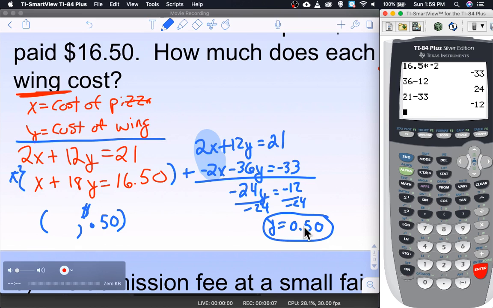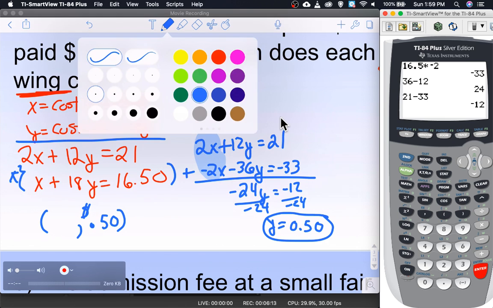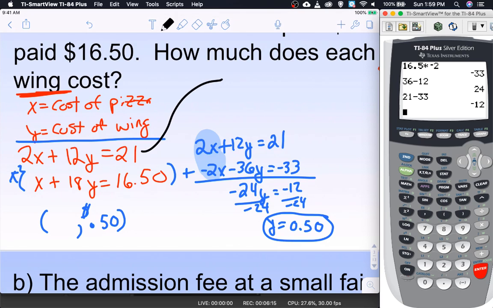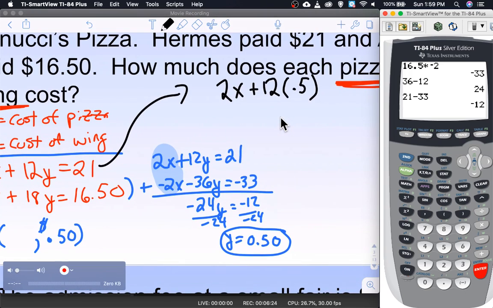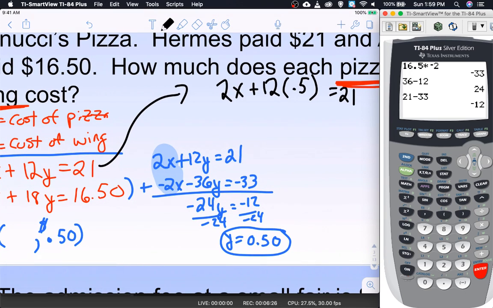But once we plug in our wing price into one of these equations, we can then figure out the cost of the pizza. So let's do that. So I'm going to take this top equation, 2x plus 12 times by 50 cents equals 21. That gives me 2x plus 6 equals 21.